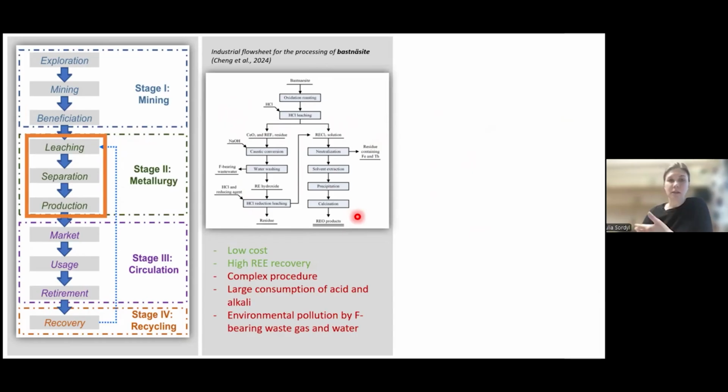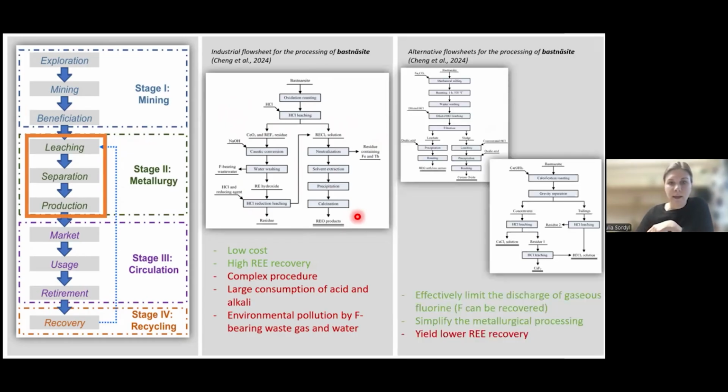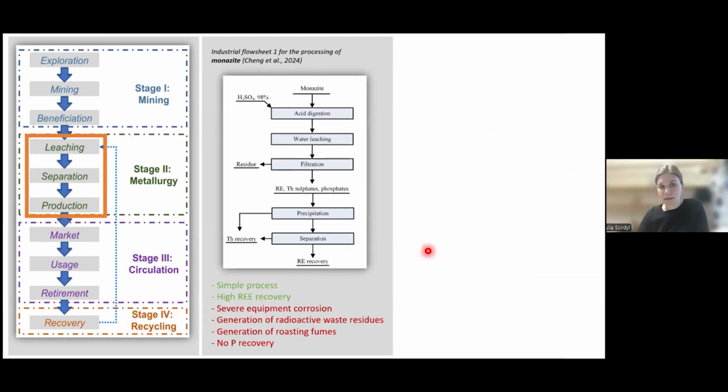Therefore, some alternative flow sheets were invented that are a bit simpler. We can see the flow sheet is shorter. The biggest benefit is that fluorine can be recovered, so there is no environmental pollution from fluorine. However, it has its own challenges. Of course, it yields lower RE recovery, so there is always a price.